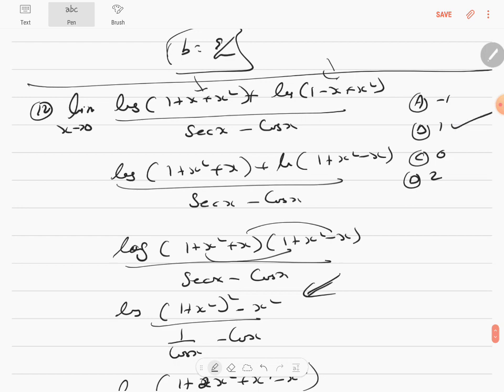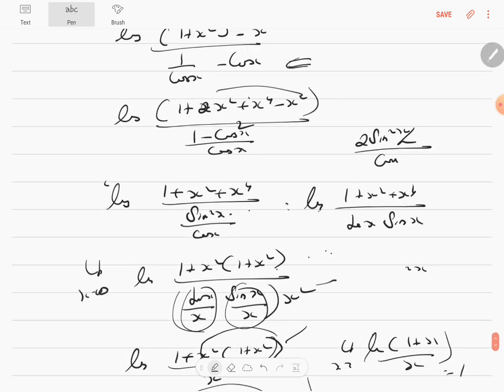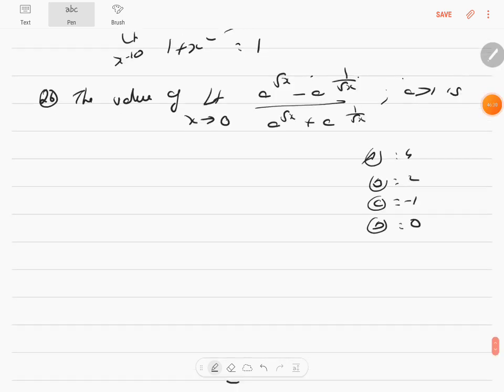I made some calculation mistakes here. 1 minus cos square x, this would become, that was my mistake. And so I messed up the sum. But now I'm sure you understood this. And the grouping is very tricky. That grouping initially is very, very important. So the next question is this.